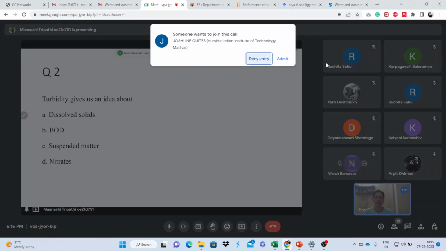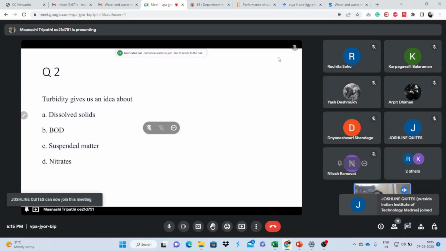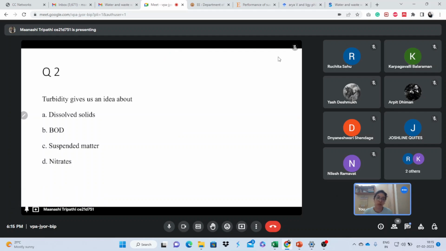Turbidity. Turbidity gives us an idea about dissolved solids, BOD, suspended matter, or nitrates. I hope you know the full form of BOD. If you know, please write in the chat box.